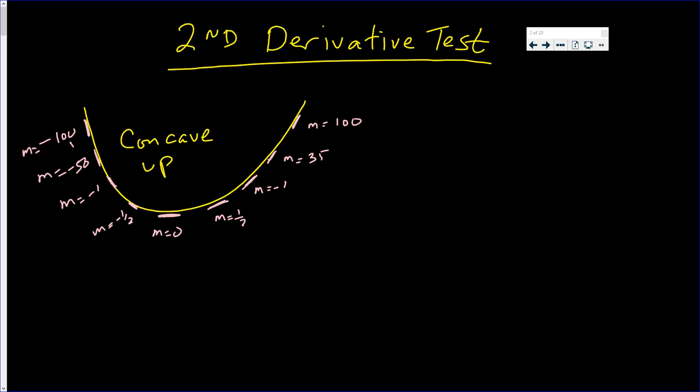It keeps getting bigger. From negative 100 to negative 50, it increased. Negative 1 to 0, it increased. Oops, that's positive 1. From 1 to 35, it increased. 35 to 100, it increased. The derivative is the slope. The second derivative is the change in the slope, and it's positive.